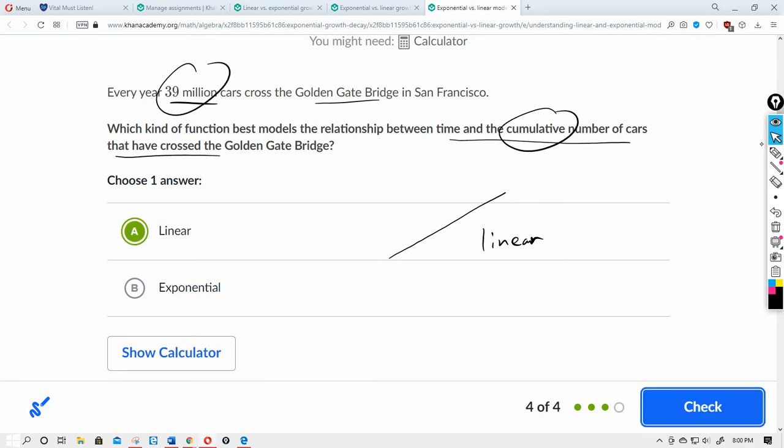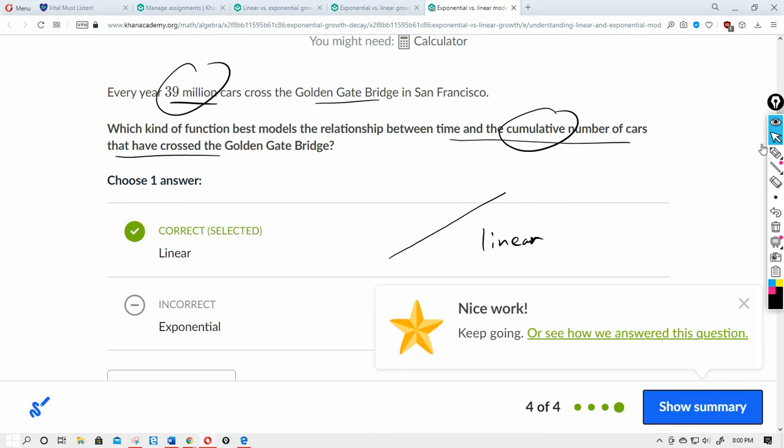All right, so this one's pretty easy. For all of these, it's going to be linear or exponential.